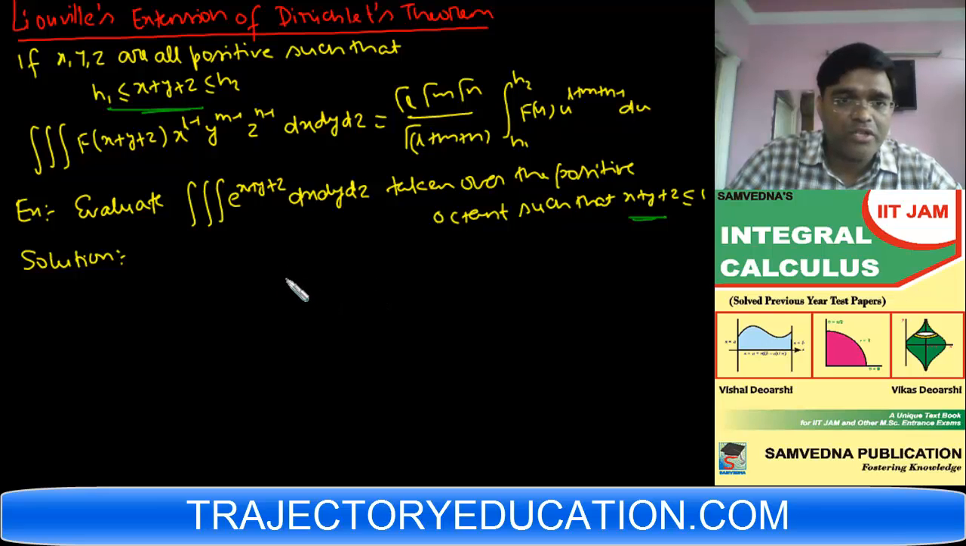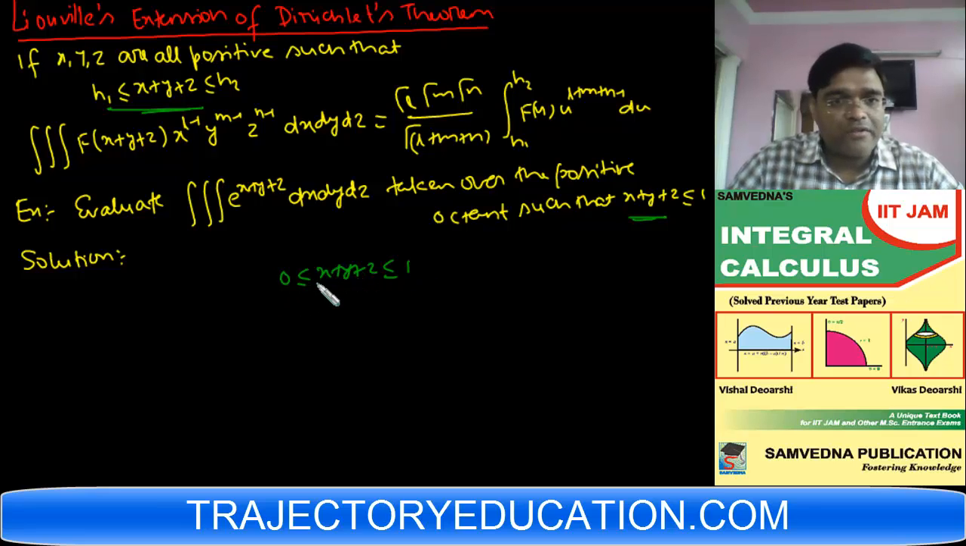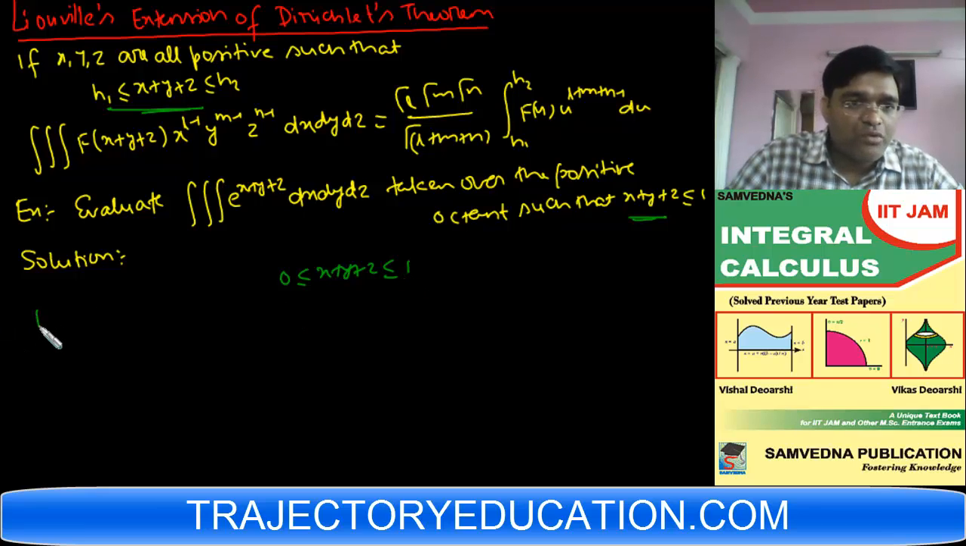In fact, Liouville's extension. This is basically 0 to x plus y plus z equal to 1. So in the first octant x, y, z will all be non-negative. So we can write this. Here h1 is 0, h2 is 1, and what is your f(u)? See, f(x plus y plus z) is e to the power x plus y plus z. So f(u), you take this as u, so this is e^u.